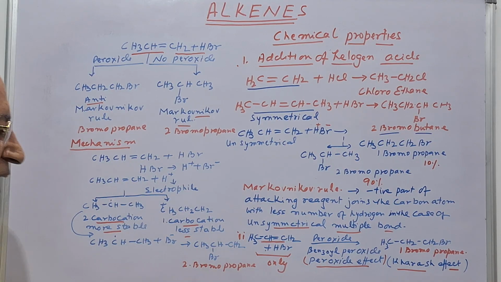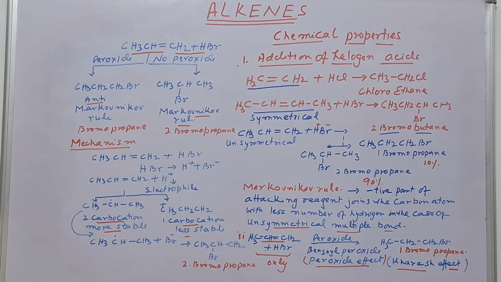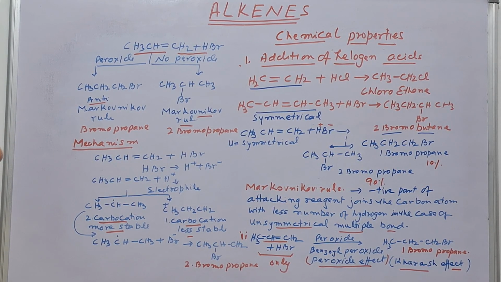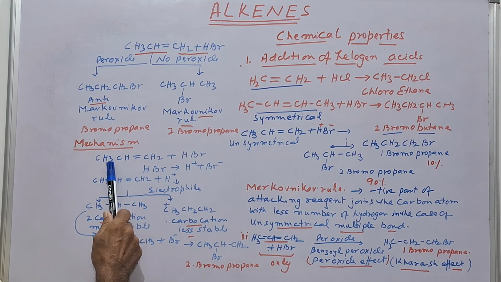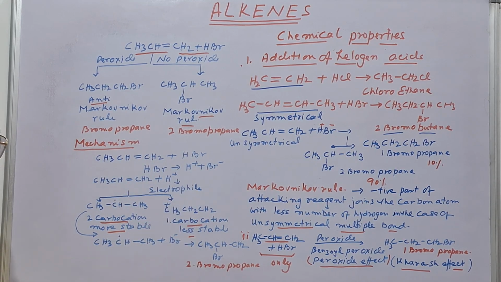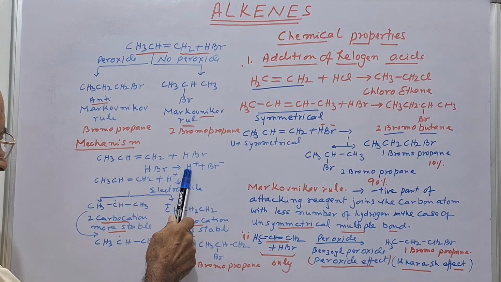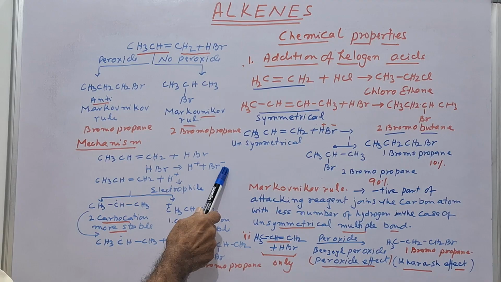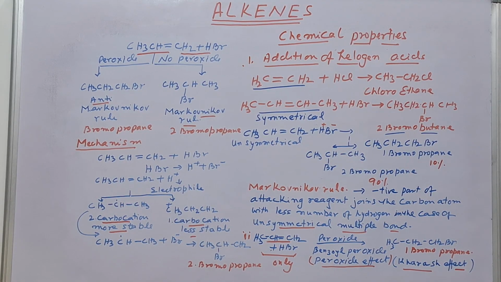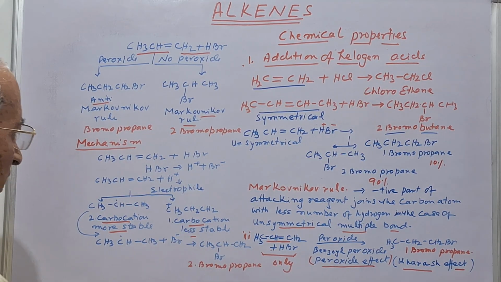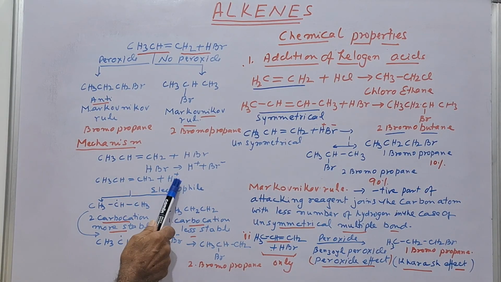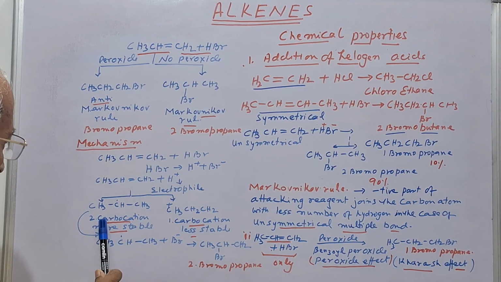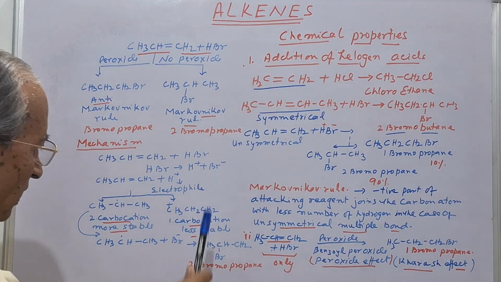Now, what is the mechanism behind this reaction? In my last video I explained the carbocation. Propene reacts with HBr. HBr breaks into hydrogen ion and bromine ion, where bromine is negatively charged and hydrogen is positively charged. Now this proton, that is electrophile in nature, attacks propene and may form the 2° carbocation or the 1° carbocation.